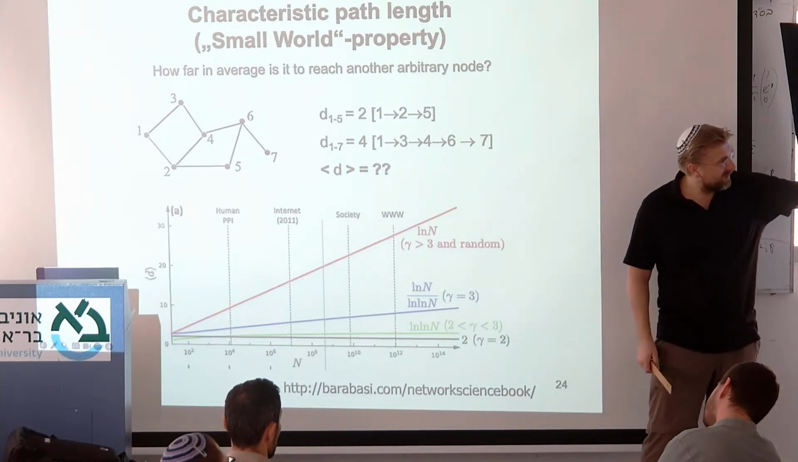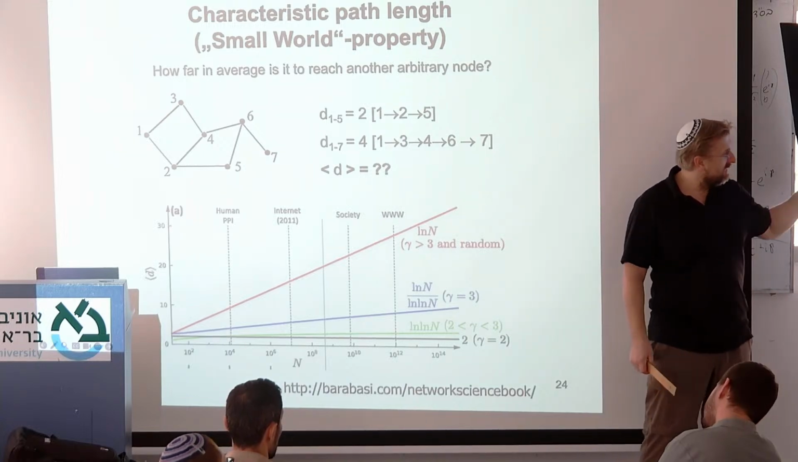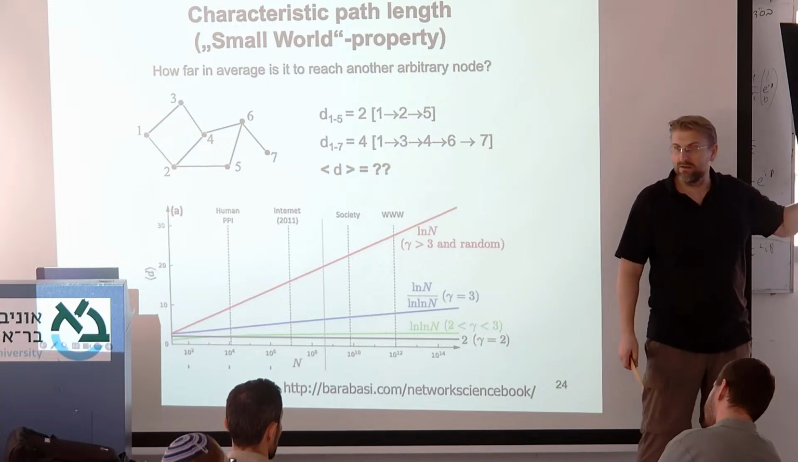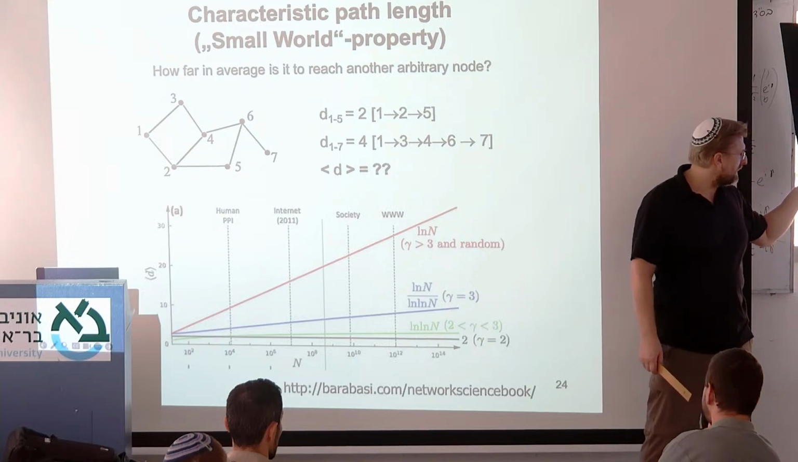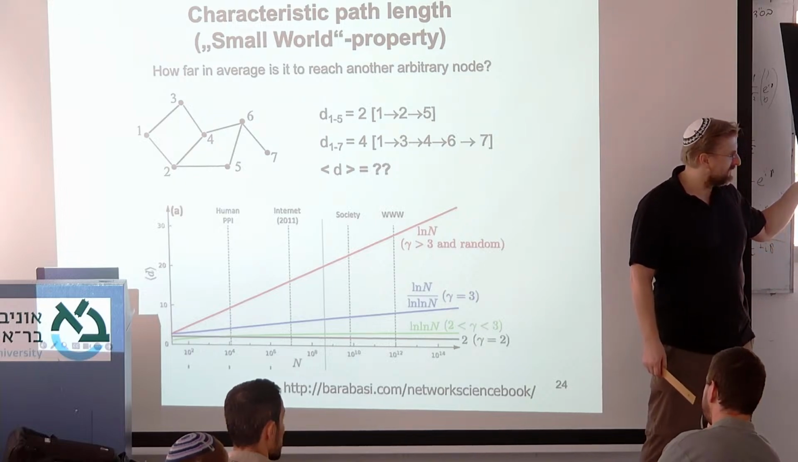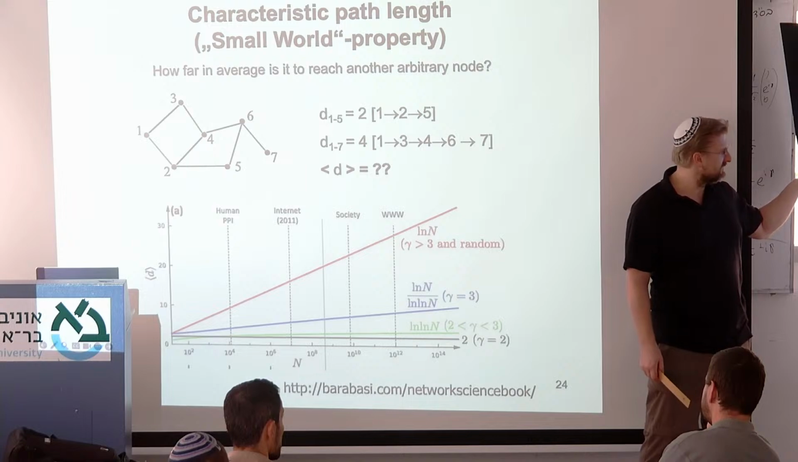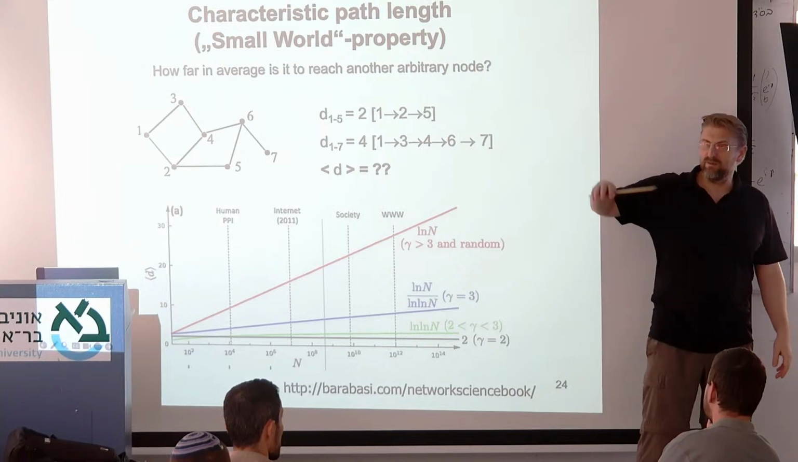And if you have just a gamma equal to 2, there's no dependence anymore. You can add more and more and more links. You still reach everywhere in just 3 jumps. It's about 3 or 4 jumps everywhere.